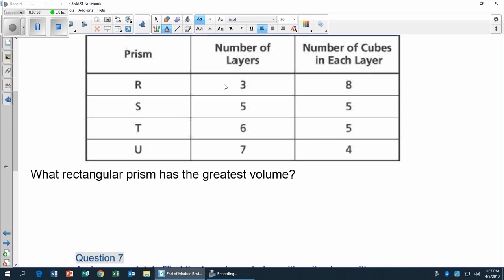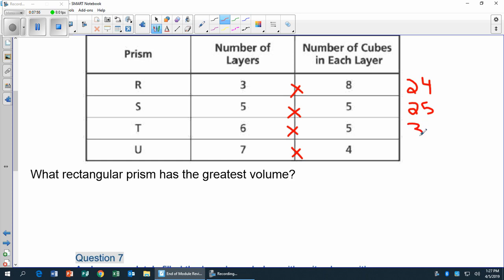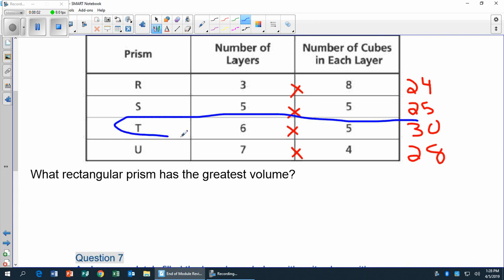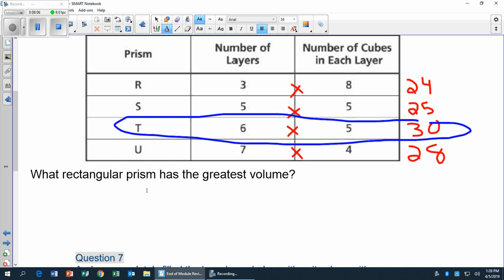So I'm going to go through, and if I know my number of layers, and if I know my number of cubes in each layer, I can just multiply them together. So I'm going to go through all these and multiply these together, and I get 24, I get 25, I get 30, and then I get 28. And when I look through these, I see that this one has the greatest volume, so my answer would be prism T.